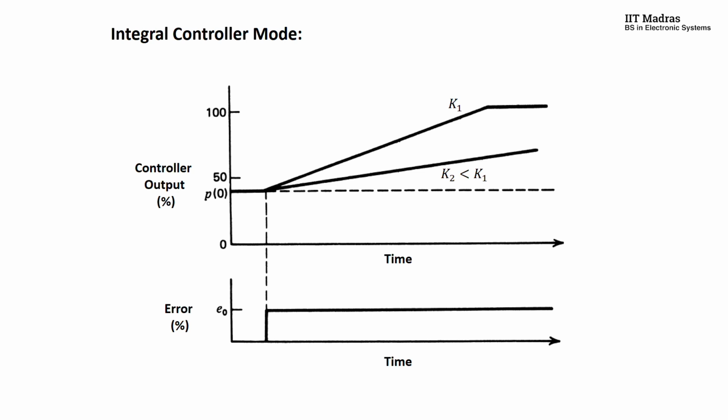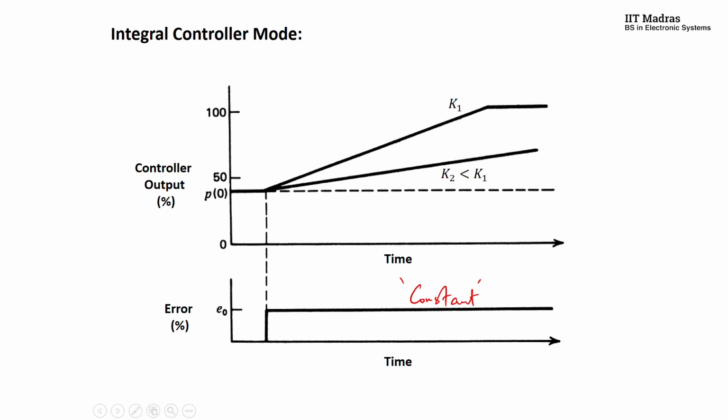Let's say, for example, you have an error which is constant here. Let me write it down properly: constant error. What would happen if you have an integral controller and a constant error? What do you expect from the integral control? Depending on the gain of the integral control, for example, you're taking two gains, K1 and K2, where K2 is less than K1. You can see from the slope.